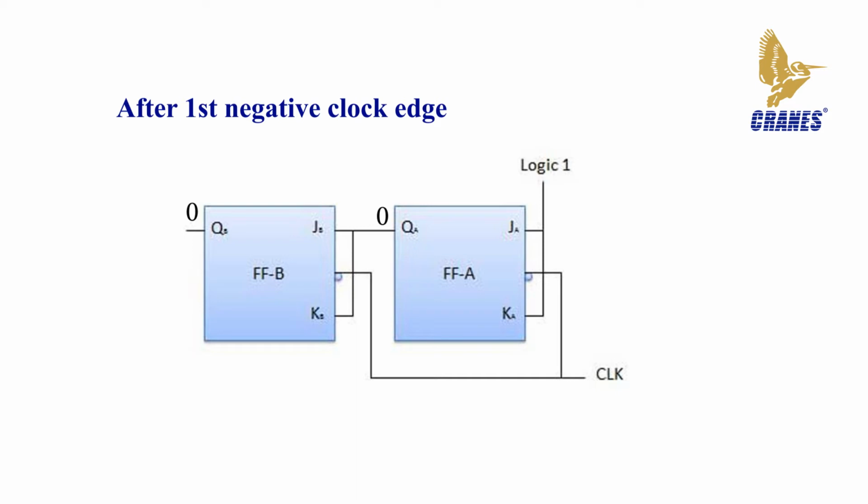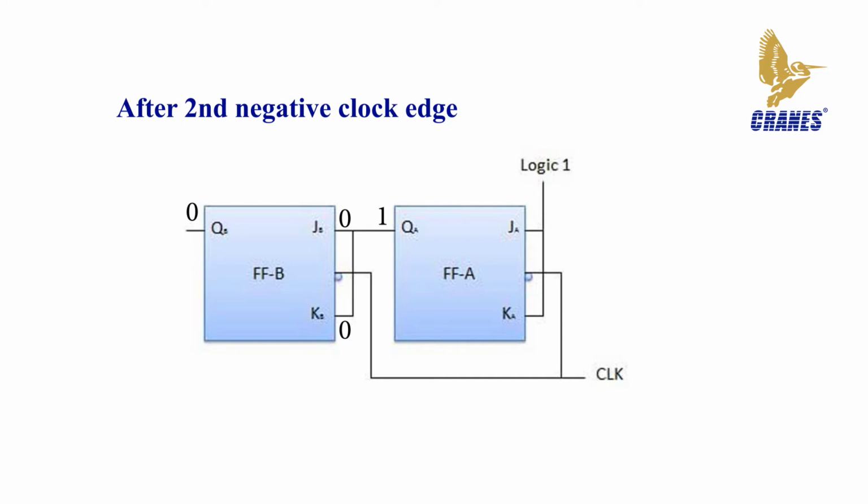After the first negative clock edge, that is, as soon as the first negative clock edge is applied, flip-flop A will toggle and QA will change from 0 to 1. But at the instant of application of the negative clock edge, QA, JB and KB will be equal to 0. Hence, flip-flop B will not change its state. So, QB will remain 0. Hence QB QA will be equal to 01 after the first clock pulse.